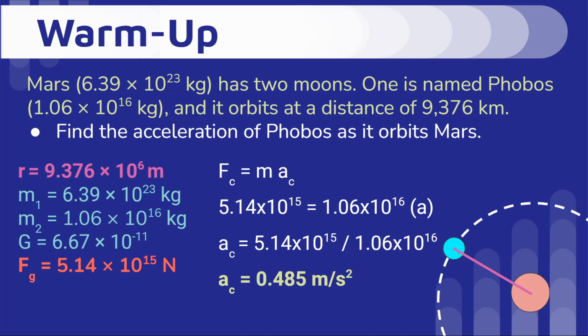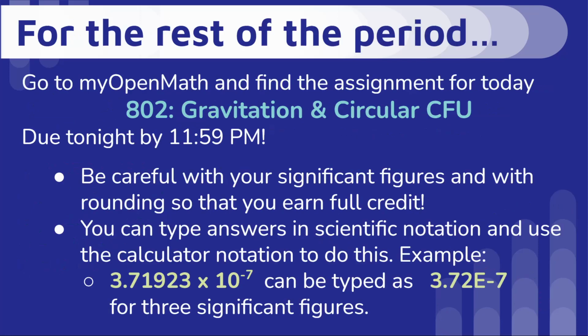All right, any other questions? Okay. All right, guys, then I'm going to let you get to it. For the rest of the class period today, you're working on that CFU, 802 Gravitation and Circular CFU. It is due tonight by 11:59 p.m. And again, because we end up with numbers that are sometimes really big and sometimes really small, you may need to type answers in scientific notation like we have been doing. Please make sure if you're rounding that number, that you round it correctly. It will count it wrong if you round it wrong.